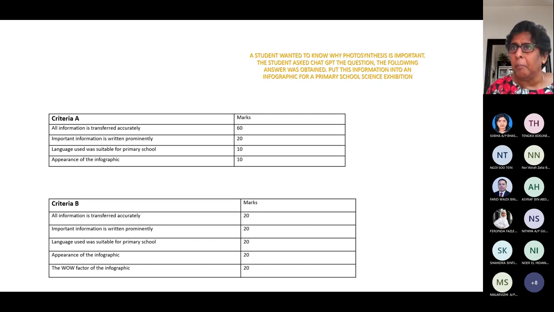But the learning outcome is, do they understand? They are able to explain the process of photosynthesis. Okay. Or the importance of photosynthesis. The students are able to do that. Yet you fail them because your marking scheme is not right for your HOTS.